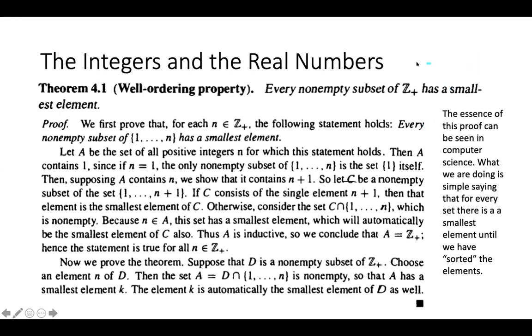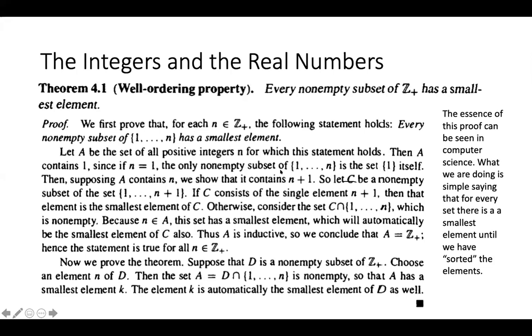And this brings us to this concept of the well ordering property, which is the first proof we'll see. The theorem says that every non-empty subset of Z plus has a smallest element. One way for me to understand it was to see this idea in computer science, where we look at the smallest element in every subset until we have sorted the elements. Now, we can prove this by the following: for every n that belongs to Z plus, every non-empty subset of the set 1 to n has a smallest element. If A is the set of all positive integers for which the statement holds, then if n equals one, the only non-empty subset is the set one itself.